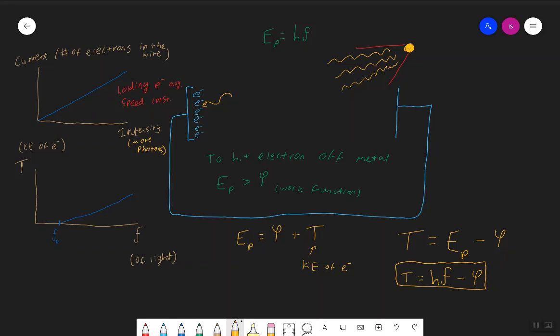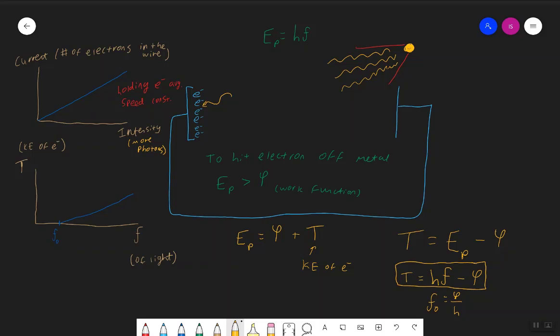And now we have this equation, and the x-intercept is when the kinetic energy equals 0. If we plug in this point, f0 comma 0, so the frequency is f0, we can see that this x-intercept f0 is equal to phi over h. Hopefully you can see that if you graph this, the graph will hit the x-axis at a frequency phi over h. And again, you can do the math for that.